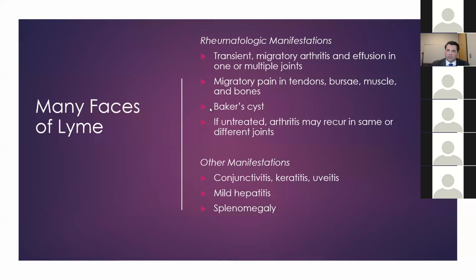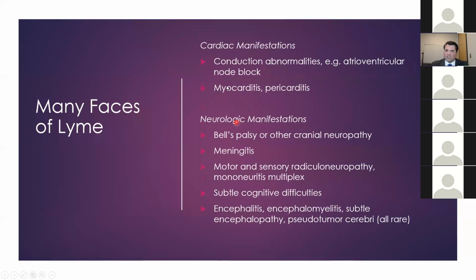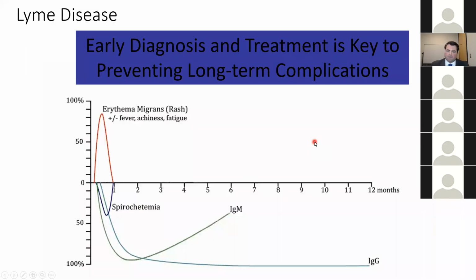And I wanted to include some slides essentially showing the many different ways that Lyme disease can manifest itself. You can have rheumatologic issues, you can have keratitis, uveitis, hepatitis, neurologic issues, cardiac problems. So it can come out in many different ways, which can be an issue with diagnosis. And early diagnosis and treatment is key to preventing long-term complications.